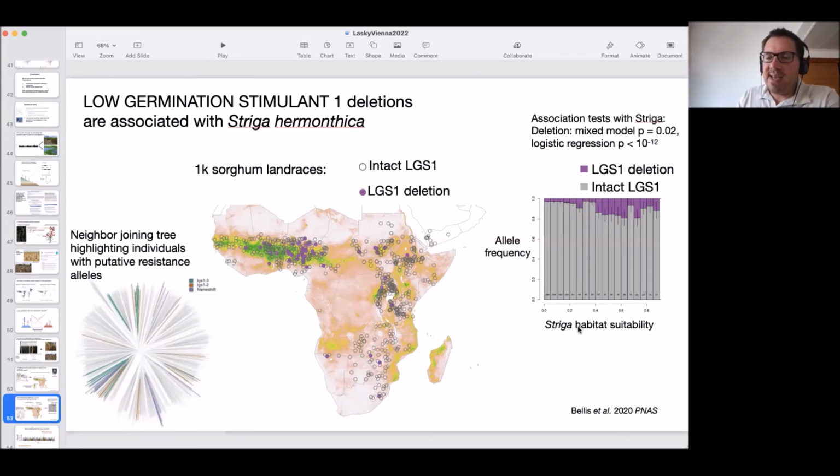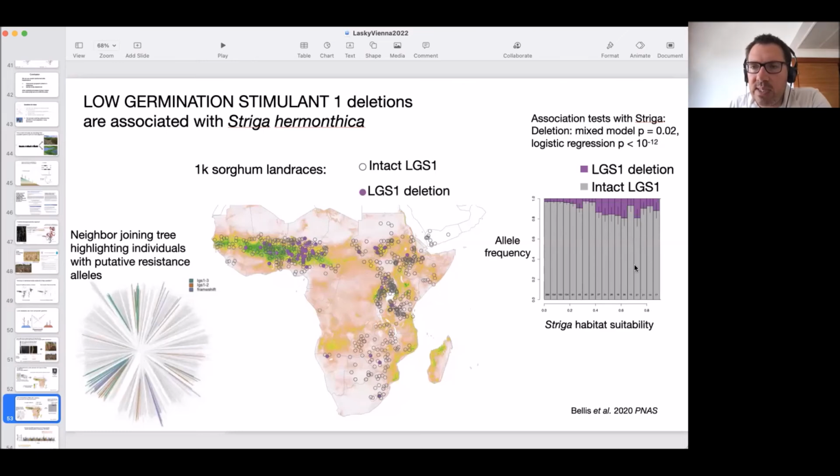One cautionary note, and it's another way to look at these data, are plotting the allele frequencies of this locus against the habitat suitability for Striga. So you do see this fairly strong and statistically significant pattern of increased resistance allele frequency as we get into regions of more Striga habitat suitability.